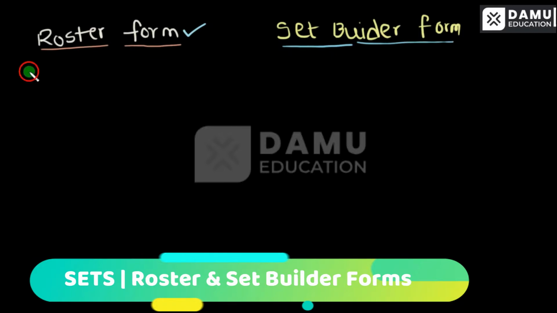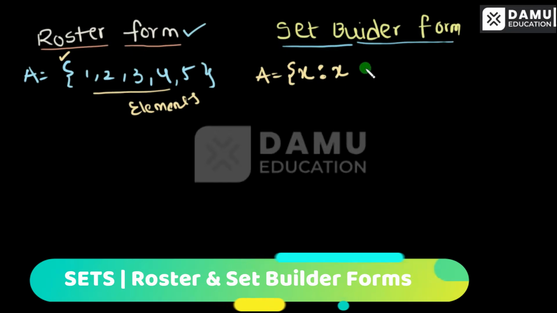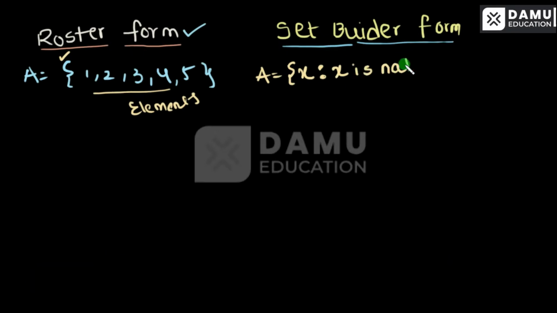So let's take set A equal to 1, 2, 3, 4, 5 like that. For this we have to write the set builder form. A will be equal to, you write the set as it is. Then all these are elements, so for elements you take some x. For all elements, such that, we put a colon, such that x, and then you write which type of elements they are. x is a natural number.